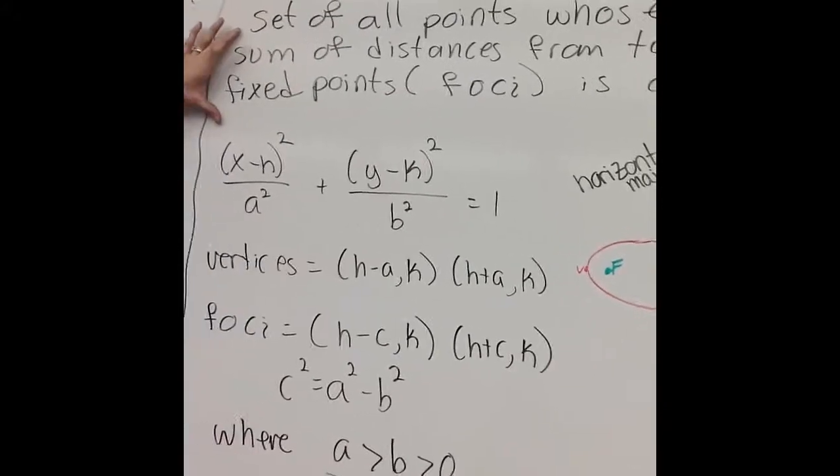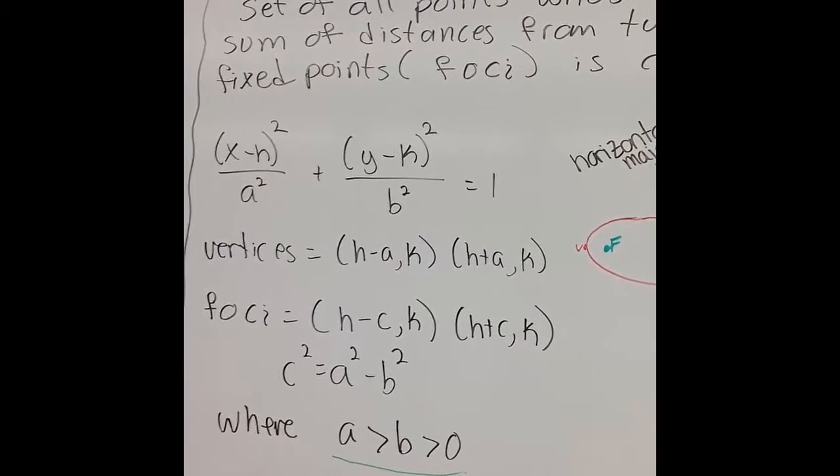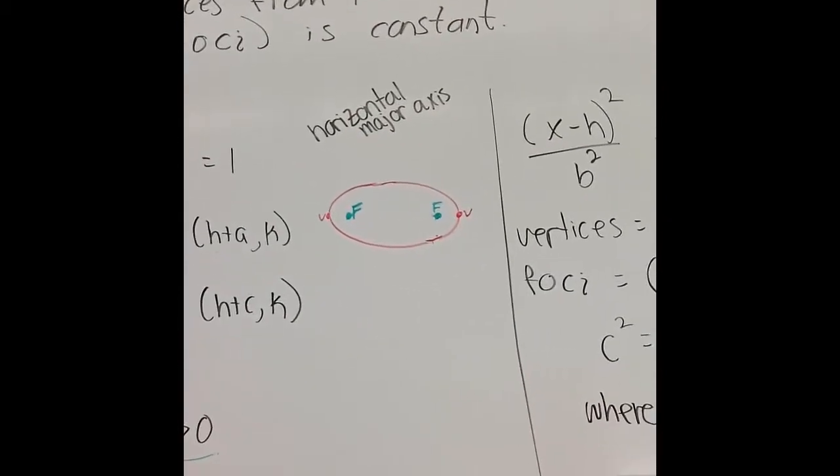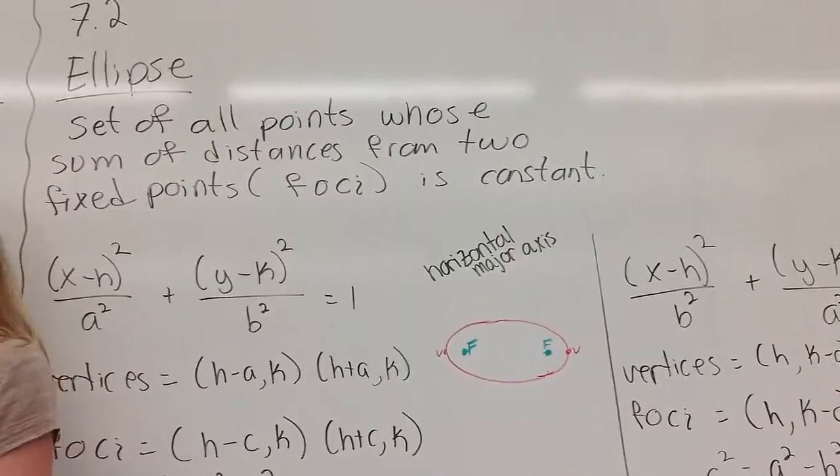from two fixed points, which are called the foci, is constant. So this one's a little bit harder to understand than the circle and the parabola. So let me see if I can help you understand it a little bit. Forget these formulas for a second, just look at this picture. Do you guys agree that an ellipse is an oval?